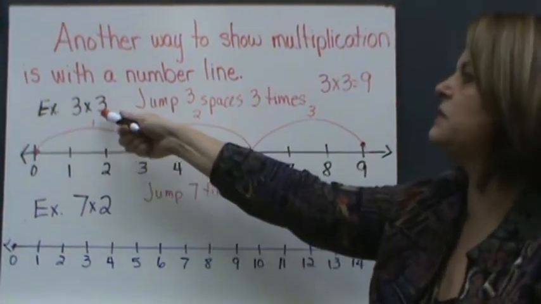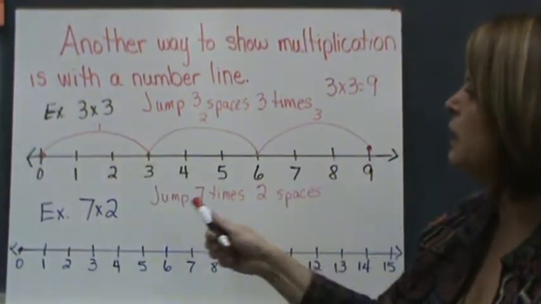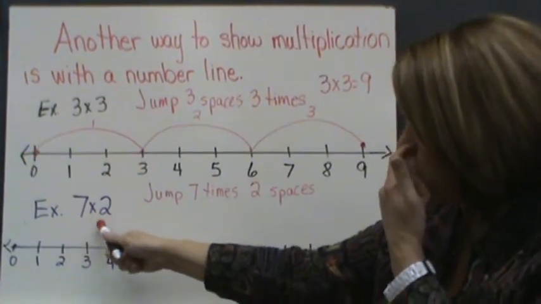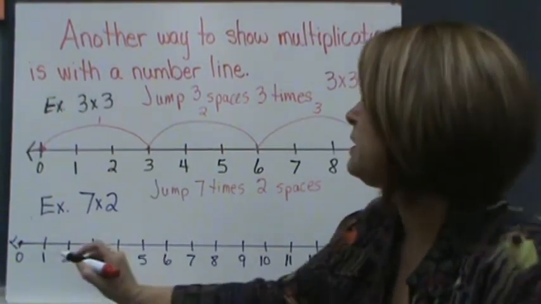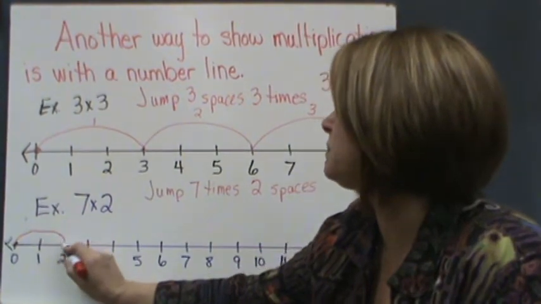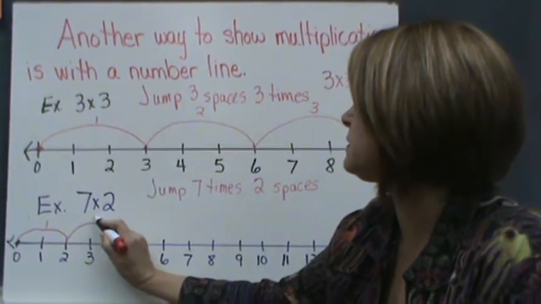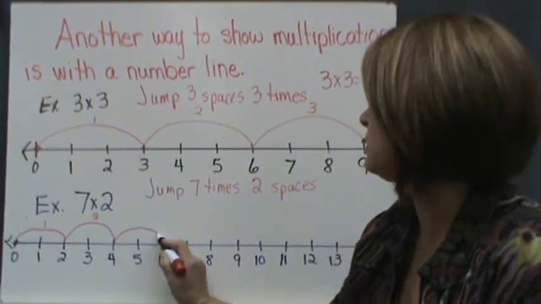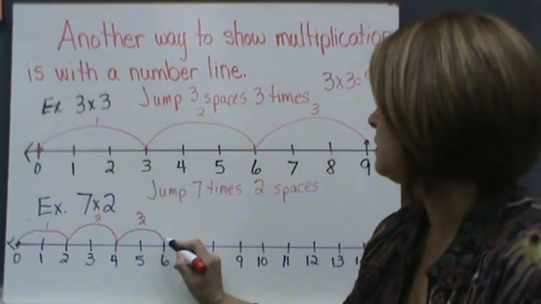Now up here we use the 3 and the 3, the doubles, so either way. But this tells me 7 of 2. I'm going to jump 7 times 2 spaces. So I'm going to start here. I'm going to go 1, 2 spaces. That's 1 time. 1, 2 spaces. 2 times. Oh, that's 3 times.